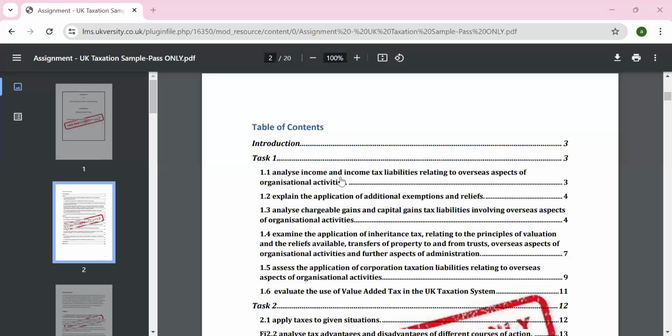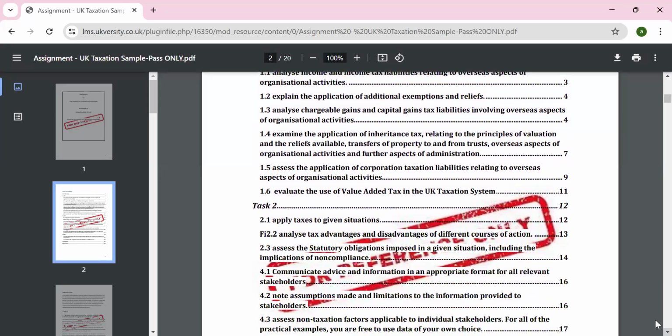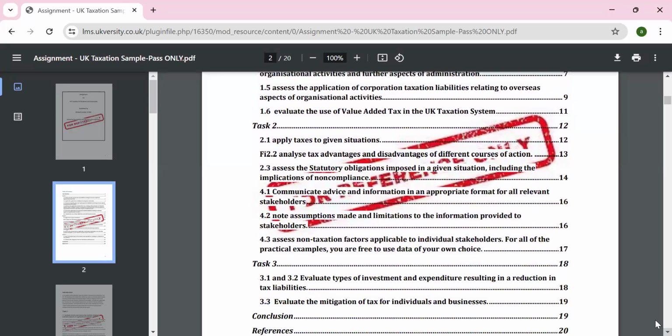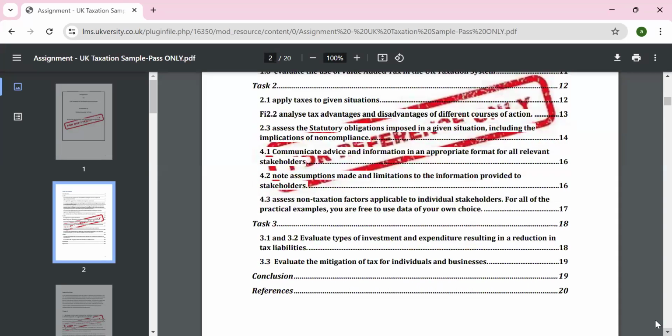Next, we need to look at income and income tax liability relating to overseas. We had a discussion about explaining the application of additional exemptions and reliefs. It has been divided into 1.1, 1.2, 1.3, 1.4, 5 and 6, and of course you can also look at the distinction and merit criteria. Task 2 is based on learning outcomes 2 and 4. You will see the discussion has been divided accordingly. Then we have task 3, which is based on learning outcome 3.